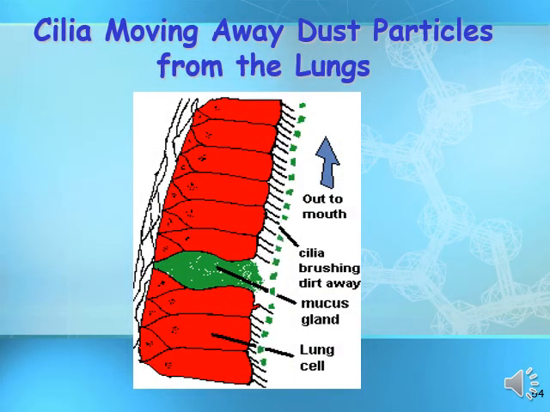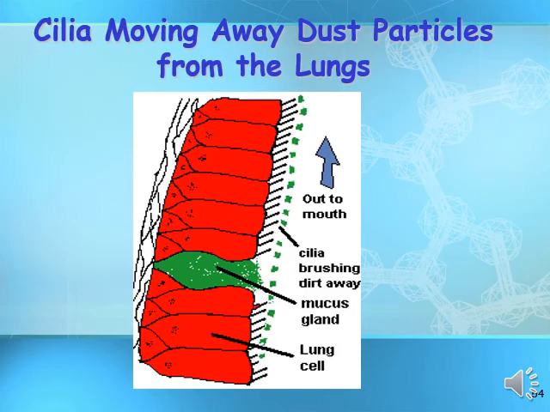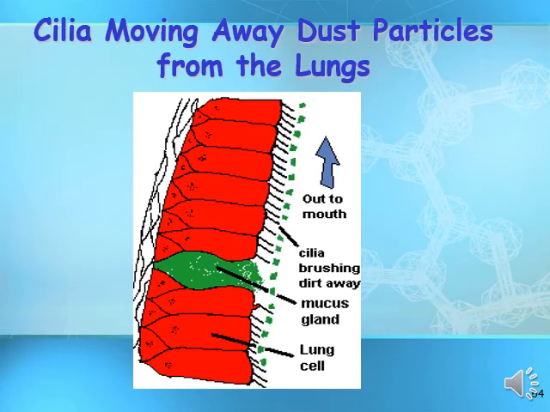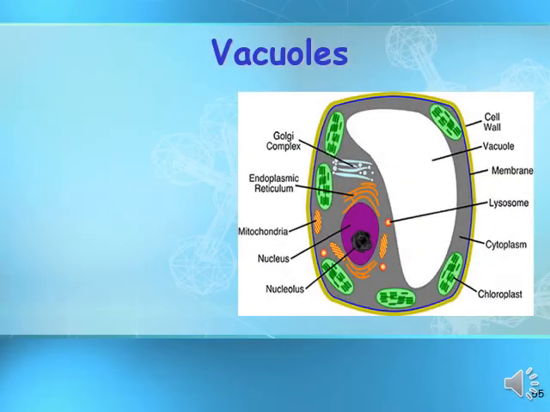Cilia move dust particles away from the lungs. This is a lung cell, and this is the mucous gland. And these are cilia pushing dirt away from the lung out to the mouth.